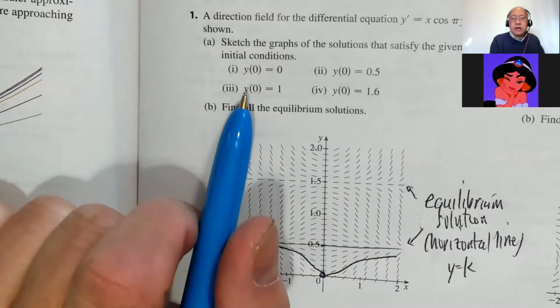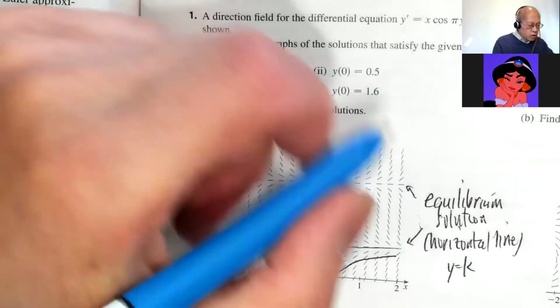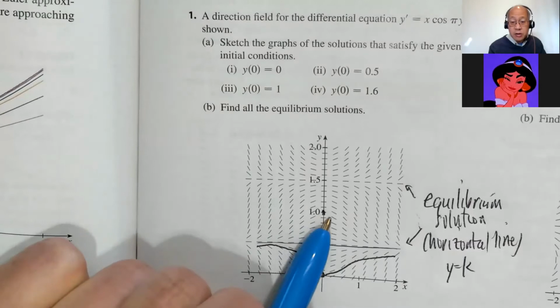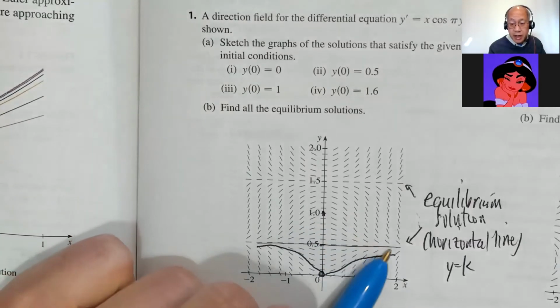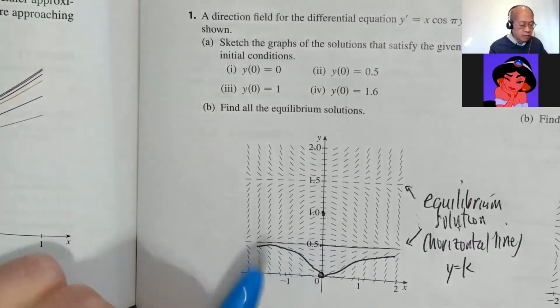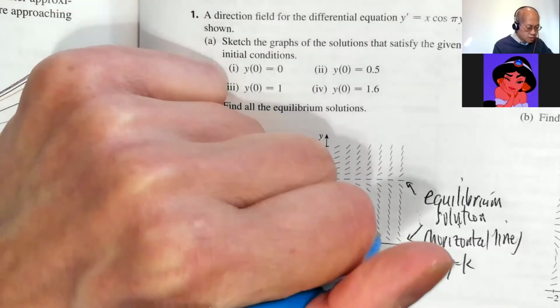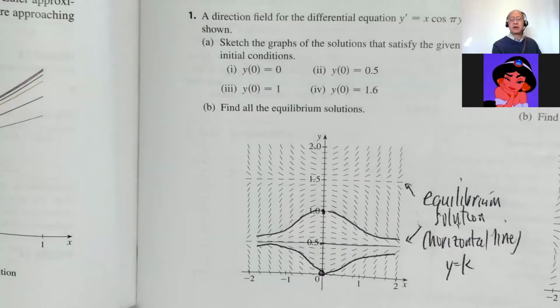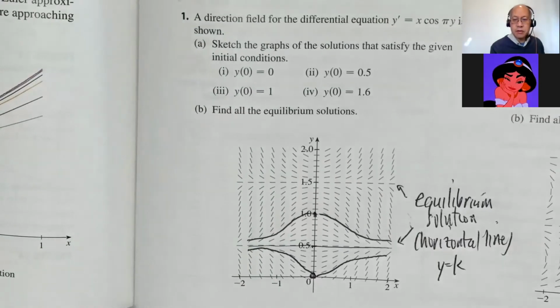Okay, y of 0 equals 1. So y of 0 is 1. That's right here. So if you look at the way the lines are going, it looks like it's dropping down here and it's dropping down here. So just kind of go like that. And there we go.